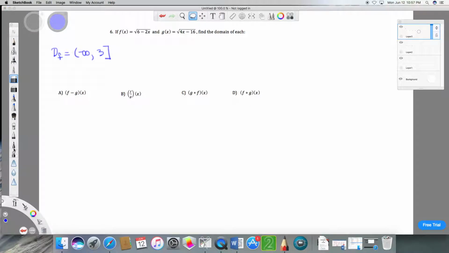What about the domain of g? Well, same idea. We don't have any variables in a denominator, so we don't have to worry about division by 0. And this 4x minus 16 has to represent a number that's 0 or positive. It can't represent a negative number because we can't take the square root of a negative number within the set of real numbers. If we add 16 to each side and divide by positive 4, we see that the domain for g has to be 4 or larger.